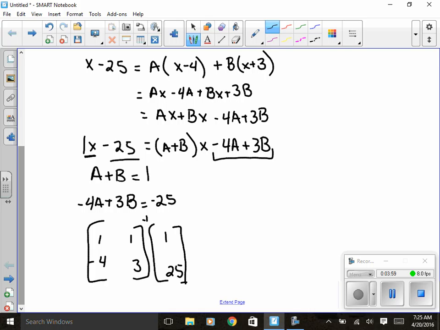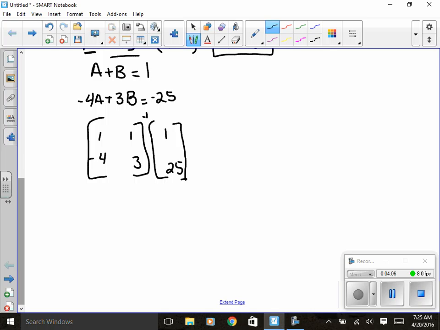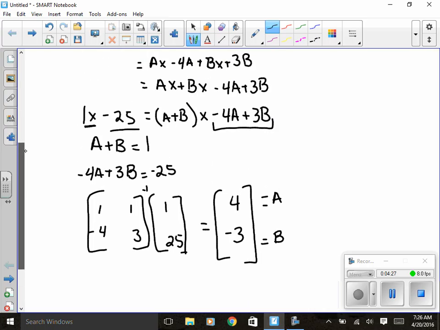So if I take the inverse matrix there and multiply it by that 1 over 7, I'm going to get 4 and negative 3. So now I have solved my matrix using inverse matrices. I just plug that in, multiply it, the good stuff there. 4 gives me A, and negative 3 gives me B.